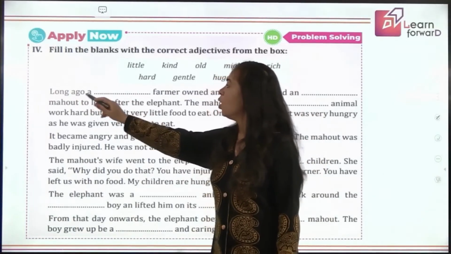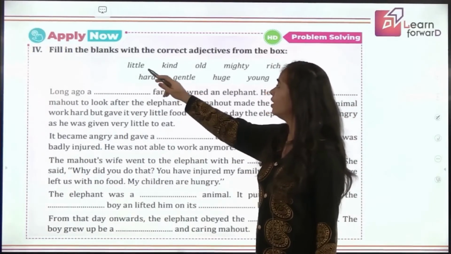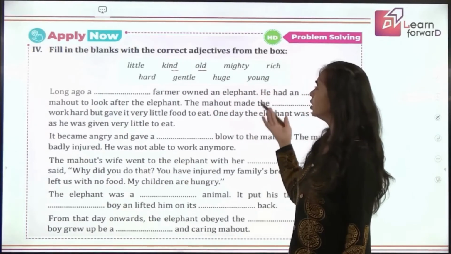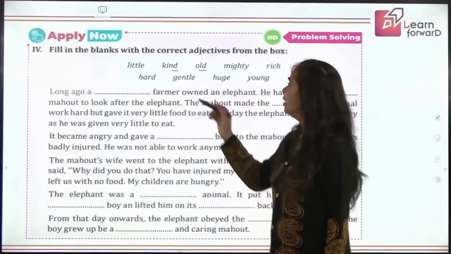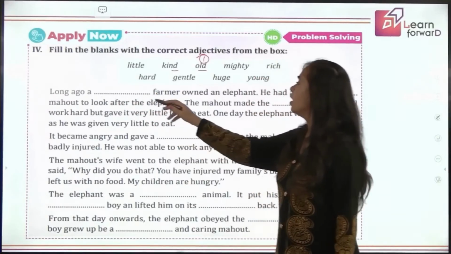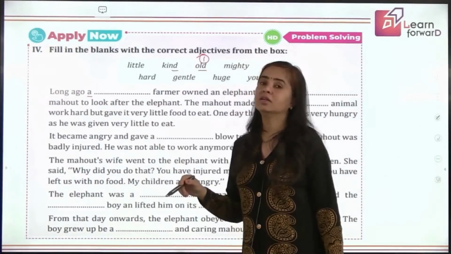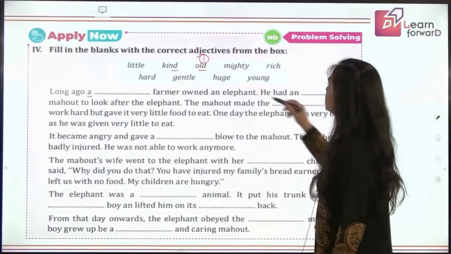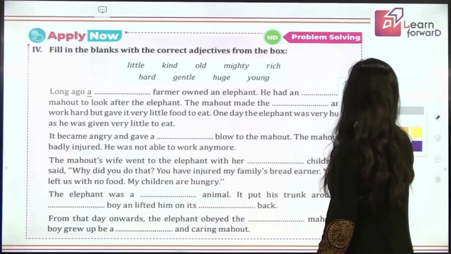Let's see how. Long ago, a dash farmer. Now, what can the farmer be? Can it be little? Can it be kind? Can it be old, mighty, rich, hard, gentle, huge, young? There are so many adjectives we can use for the farmer. Let us start with old because he is experienced. Long ago, oh, yes students, see, we have a here. That means we cannot go with the vowel sound. Sorry, so we will just erase this here. Cannot go with old. Let's try another one.